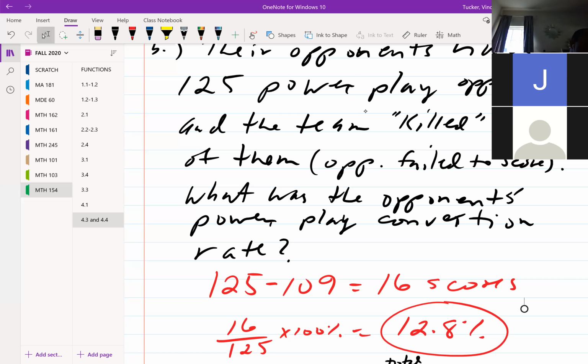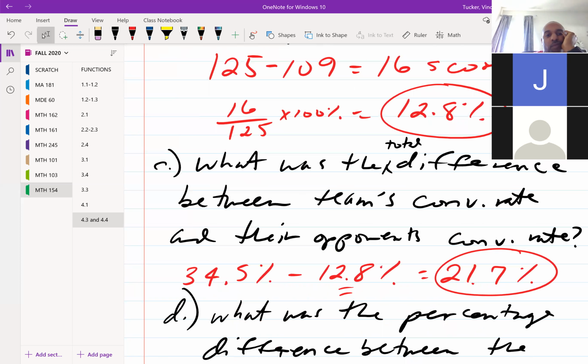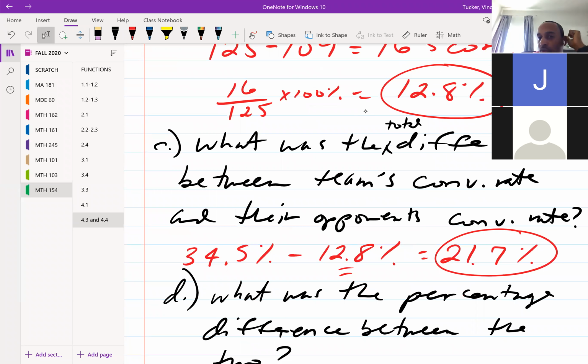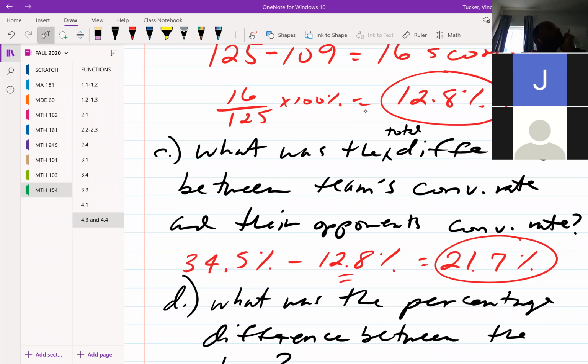All right, questions? C, what was the total difference between the team's conversion rate and their opponent's conversion rate? So you just subtract the two percentages we just calculated. So 34.5% minus 12.8%. That gave us 21.7%.